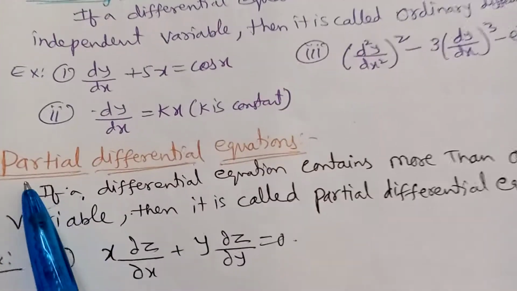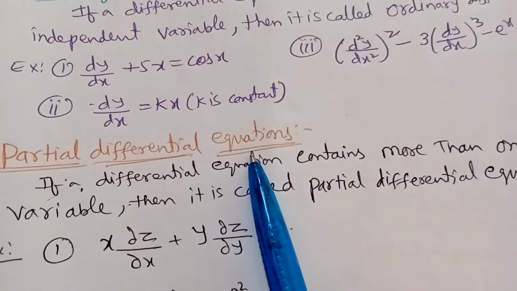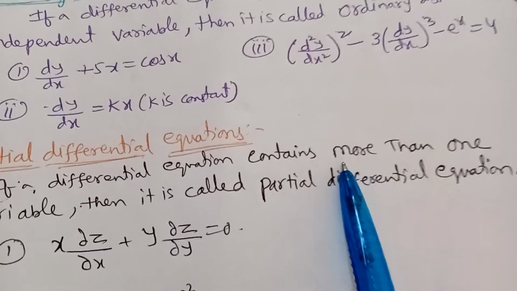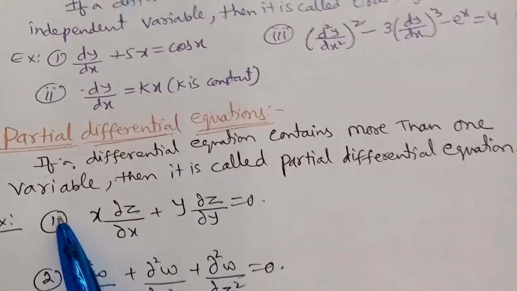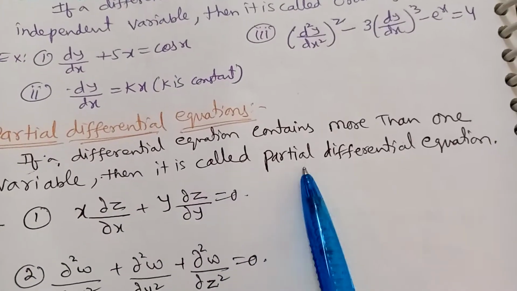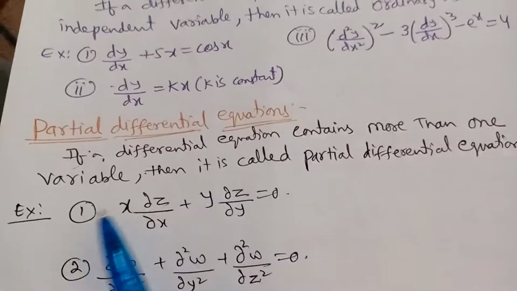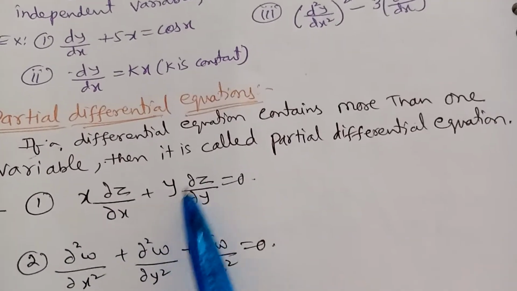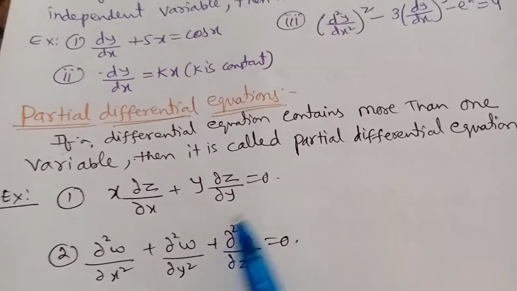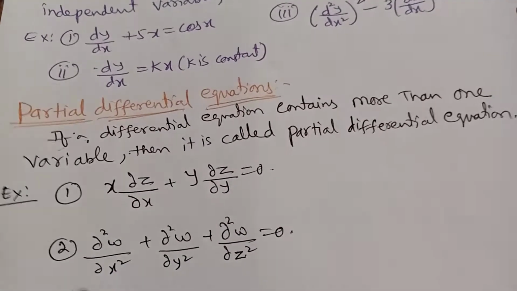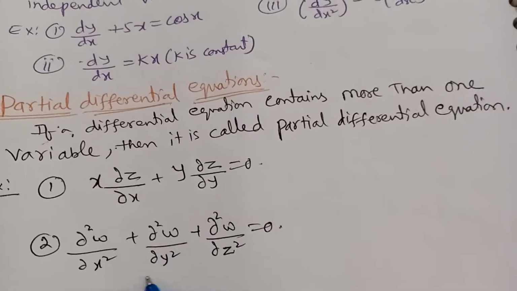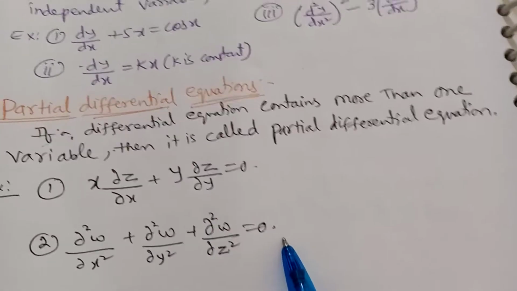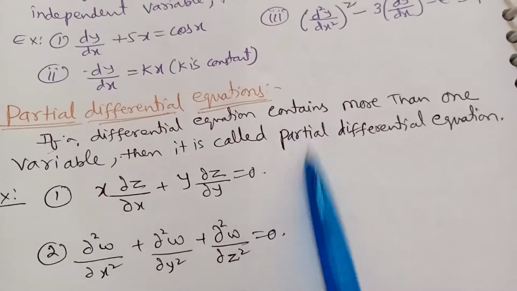Now next, partial differential equation. If a differential equation contains more than one independent variable, then it is called a partial differential equation. Example, x dou z by dou x plus y dou z by dou y equal to 0. Dou square w by dou x square plus dou square w by dou y square plus dou square w by dou z square equal to 0. This is a partial differential equation.